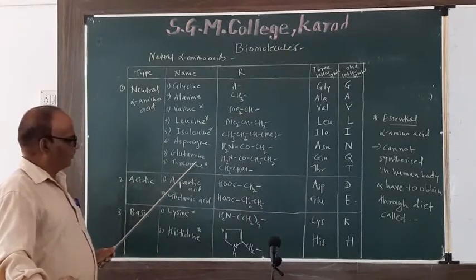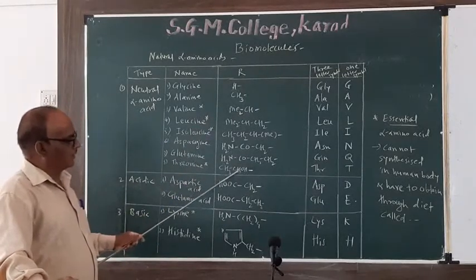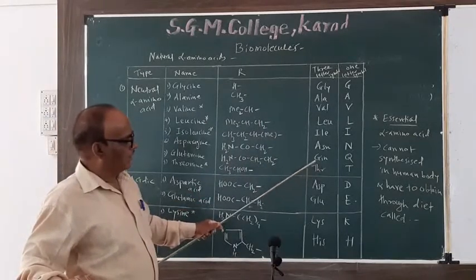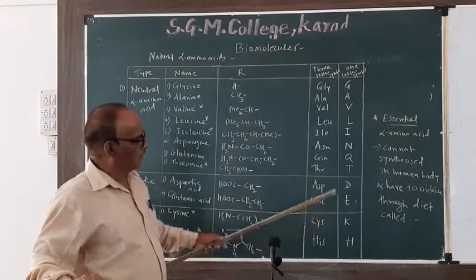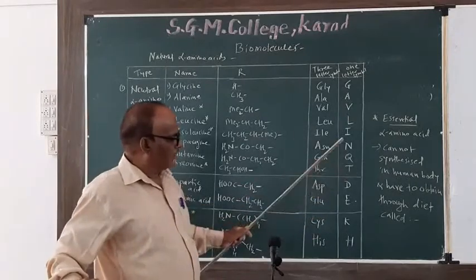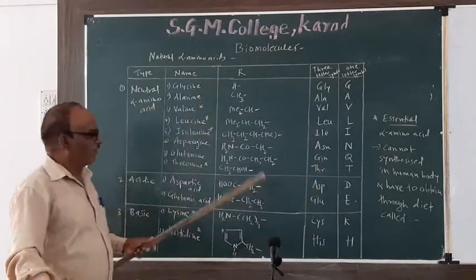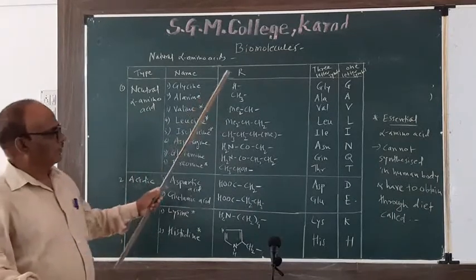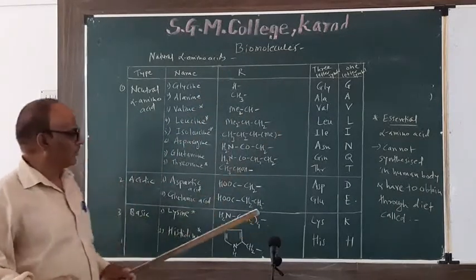Then threonine, its R is CH3CHOH. First three letters are THR, T capital and H, R small letters, and the one letter symbol is capital T. So these are the examples of neutral alpha amino acids, with their three letter symbol and one letter symbol.